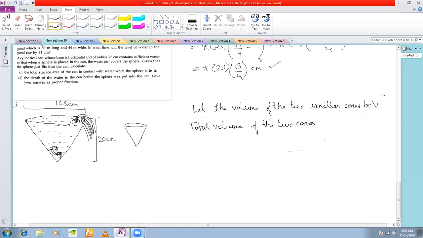You must read the problem very carefully in mensuration, otherwise it will be very difficult. You have to read it very carefully. So 2V is the total volume of the two cones that have been submerged. Now let us calculate the volume of the conical vessel.